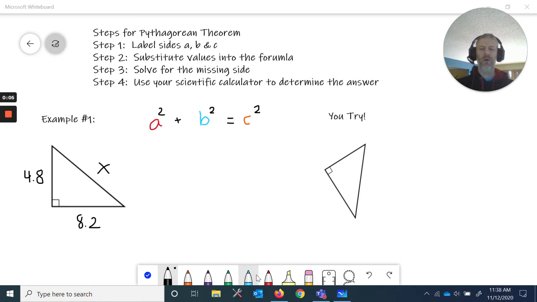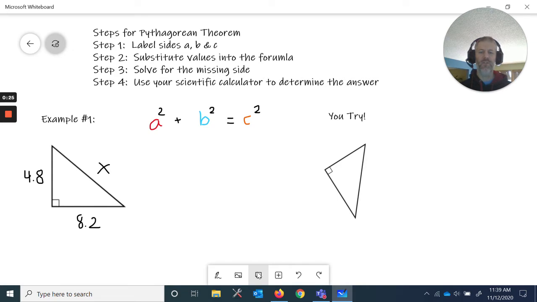In today's video, I want to talk a little bit about Pythagorean theorem and how to go through that process in case you need a refresher or you haven't seen it before. So I'm going to give you basically 4 steps for solving for a missing side in a right triangle using Pythagorean theorem. So step 1 is to label sides A, B, and C. And remember, C is always the hypotenuse.